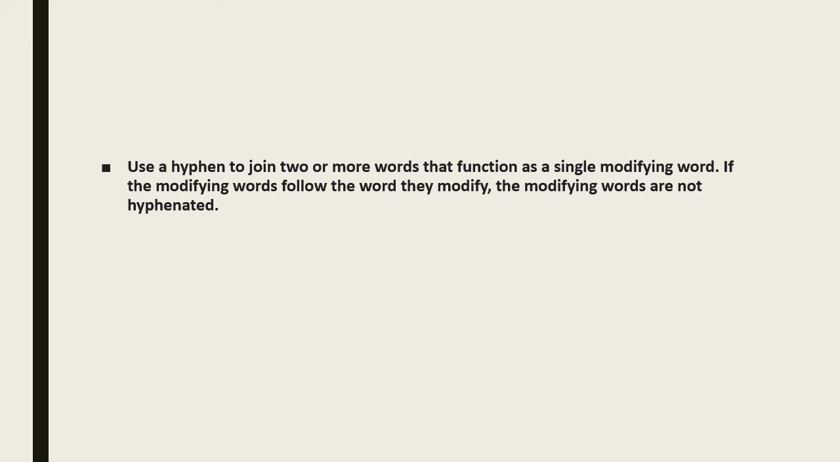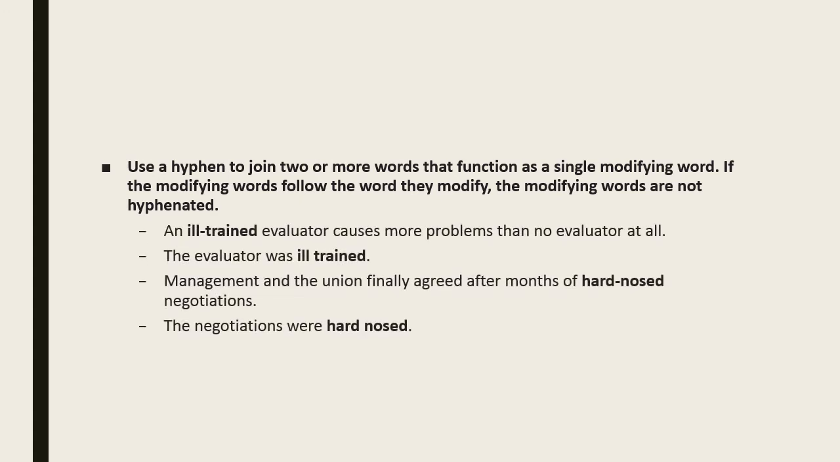We also use a hyphen to join two or more words that function as a single modifying word. If the modifying words follow the word, then the modifying words are not hyphenated. An ill-trained evaluator causes more problems than no evaluator at all. Now here we are using a modifying word, ill-trained, something like an adjective, for the noun evaluator. Because an adjective always comes before a noun, in such a case we can hyphenate it.